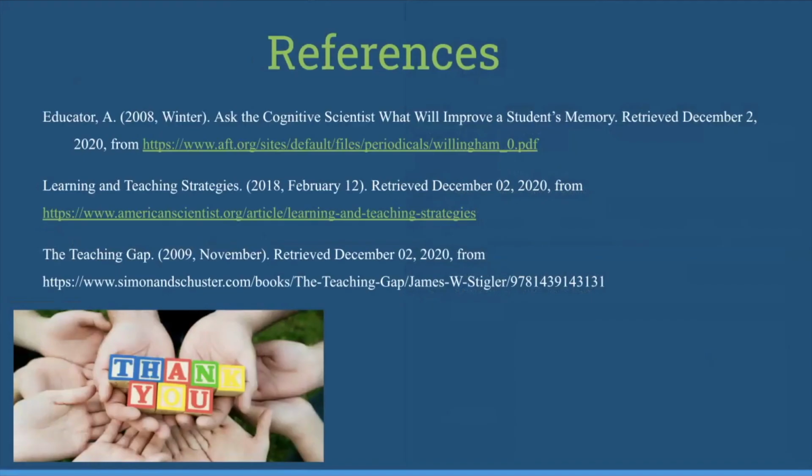Well, this concludes our presentation, and this is our reference page. The first reference we use is called Ask the Cognitive Scientist, What Will Improve a Student's Memory? The second one is called Learning and Teaching Strategies, and the third one is called the teaching gap.